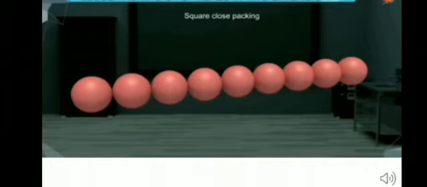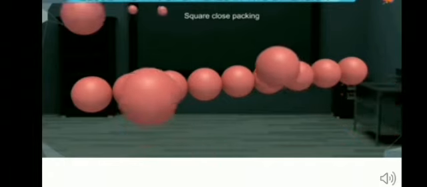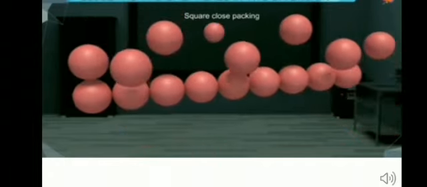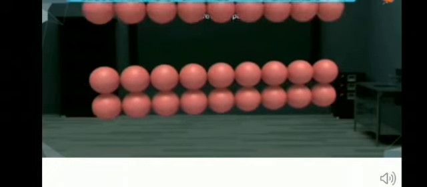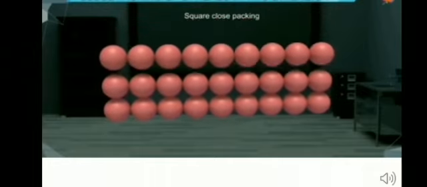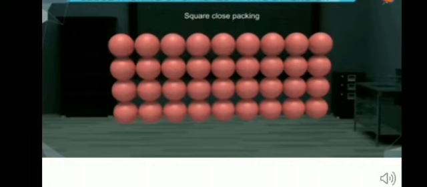Now, square close packing. In this type of packing, second row of spheres are placed over the first row in such a way that the spheres of second row are placed exactly above the spheres of the first row. In such an arrangement, spheres are aligned vertically as well as horizontally, such that each sphere is in contact with four spheres. So, coordination number is 4.